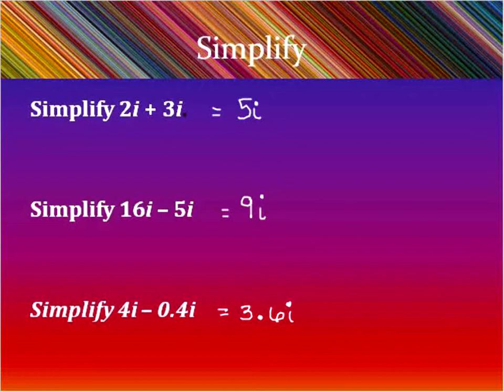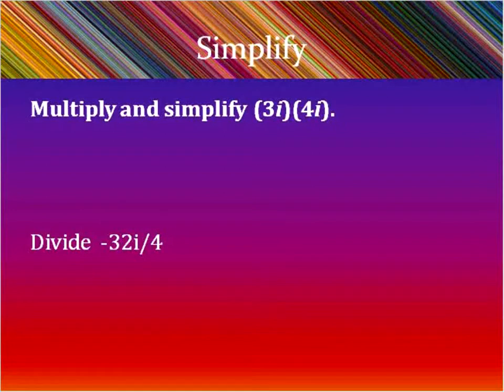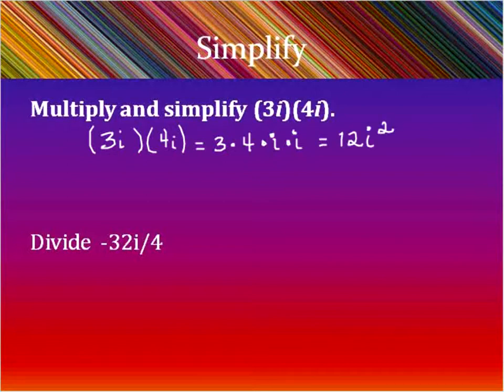Next we're going to talk about multiplying and dividing, which does require a little bit more simplifying in some problems. 3i times 4i. By the commutative property, I can rearrange this by multiplying the 3 and the 4 and the i's. 3 times 4 is 12. i times i is i squared.